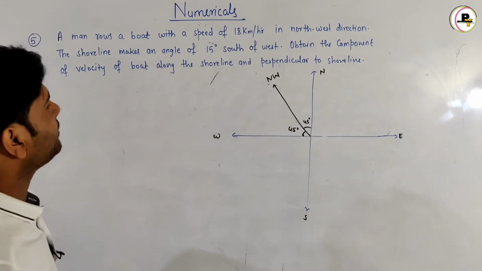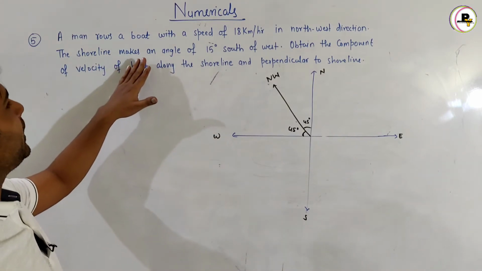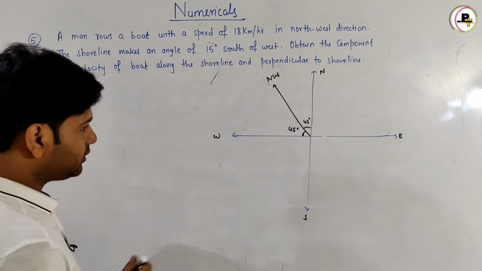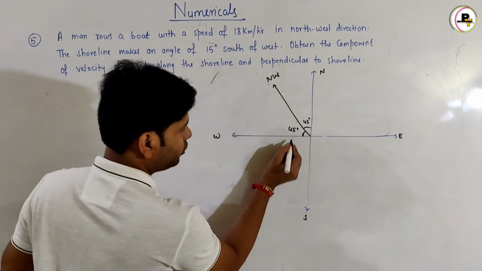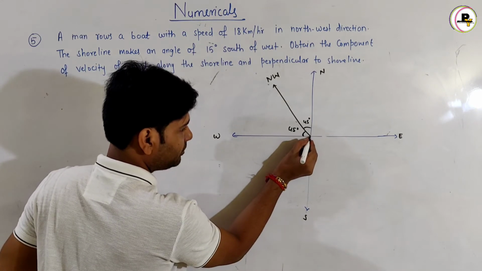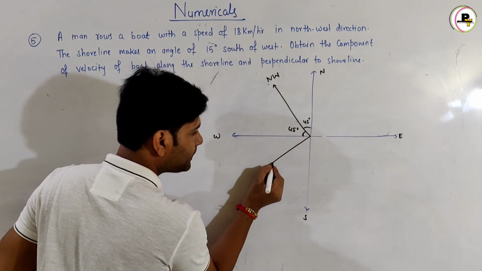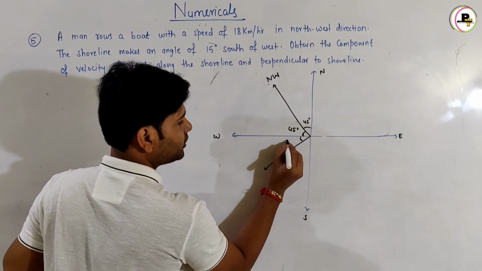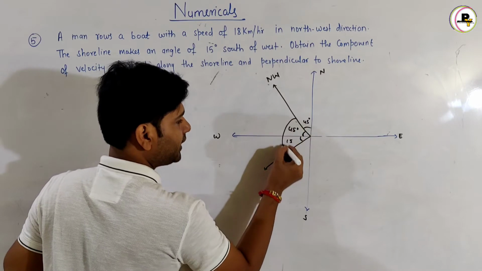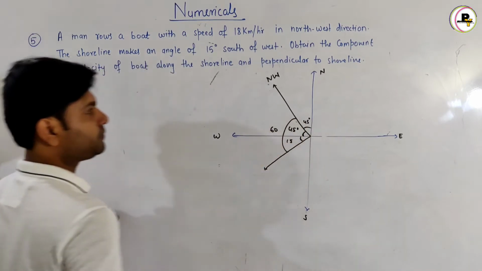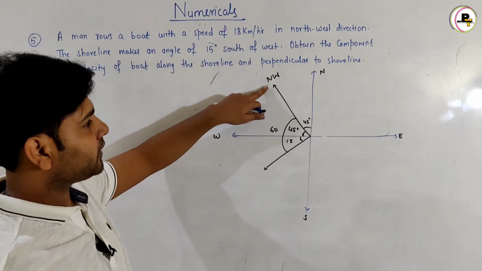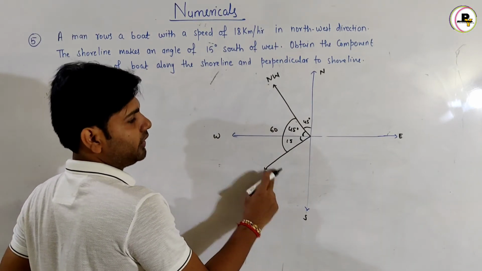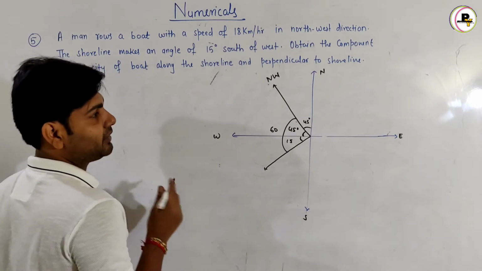And the second thing we are given: the shoreline makes an angle of 15 degree south of west. That is, the shoreline is making an angle of 15 degree with the direction of west. This is 15, so this total angle will be 60 degree. The angle between the velocity of boat and shoreline will be 60 degree.